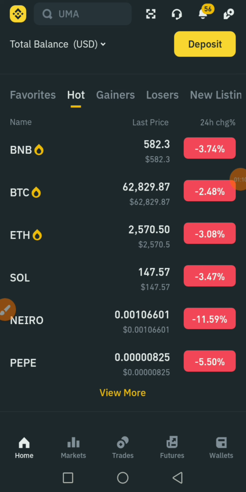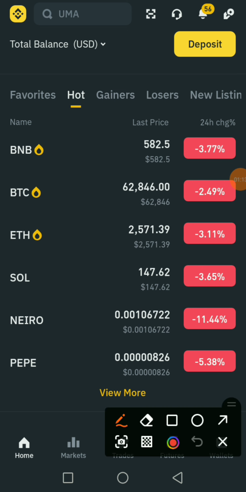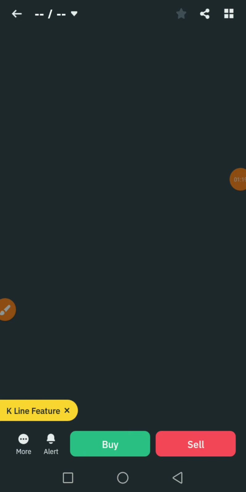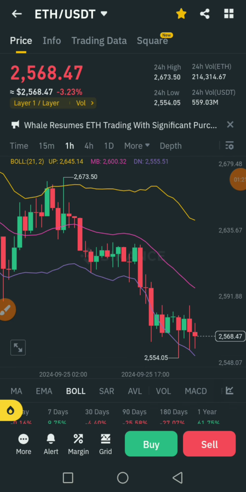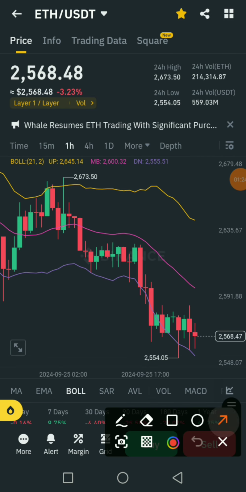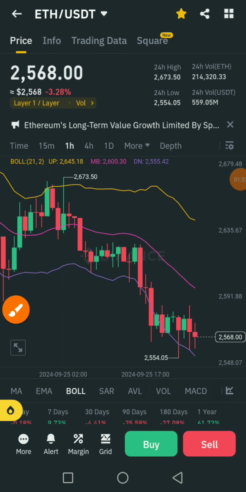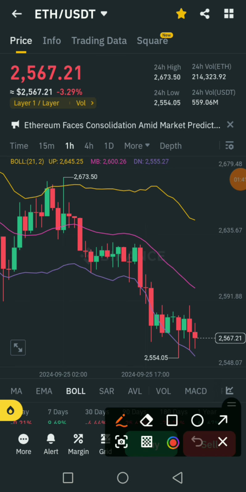Let's take Ethereum as a case of example, and after it brings you to this interface, all you have to do is locate the Bollinger Band over here. As you can see, mine is already toggled on. In order to switch on yours, you just have to click on this BOLL, and the three lines will appear. So the first line, the one I'm talking about, is this middle line over here.